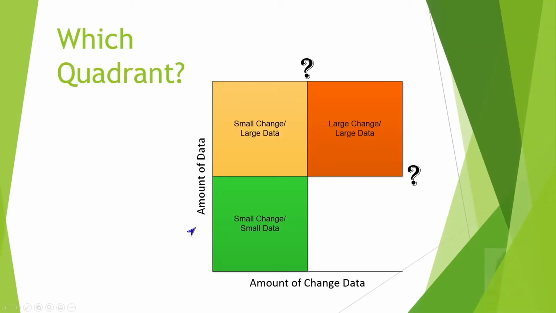So you have to look at what is your data. I've put together this quick little quadrant that shows the amount of data change along the bottom across the amount of data that you have going up. And it gets more complex as you move into the large change, large data.